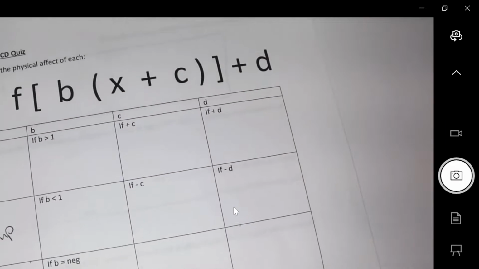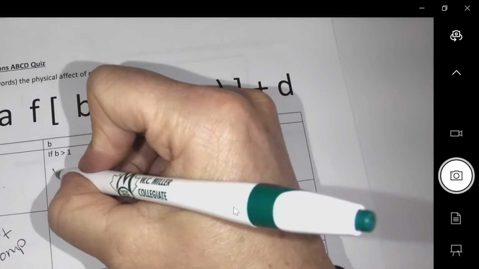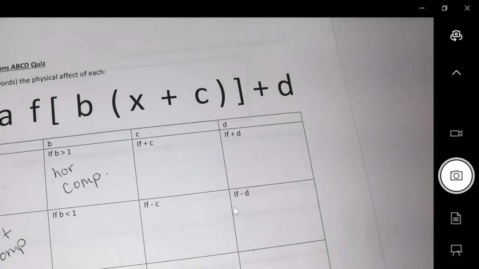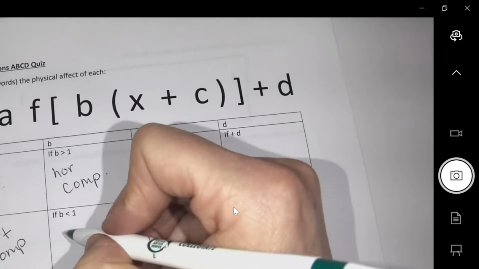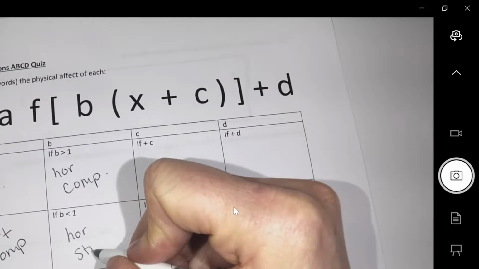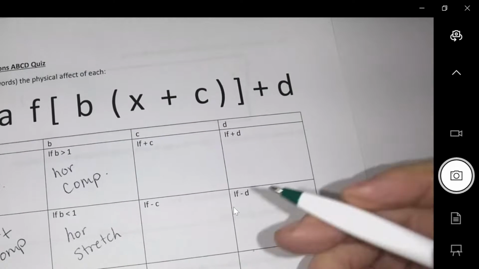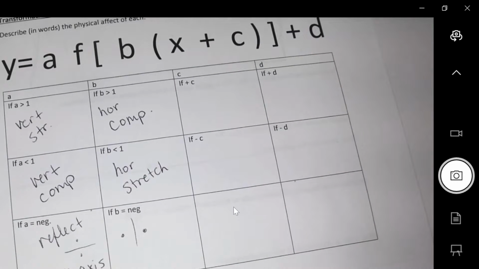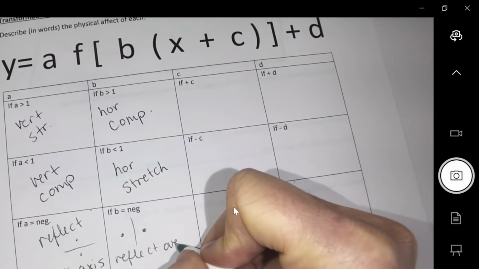Okay, B. If B is greater than 1, it will horizontally compress, because that's opposite. If it's big, it will compress. If it's less than 1, so if it's small, it will horizontally stretch. And if B is negative, it will change X coordinates, so it will reflect over the Y-axis.